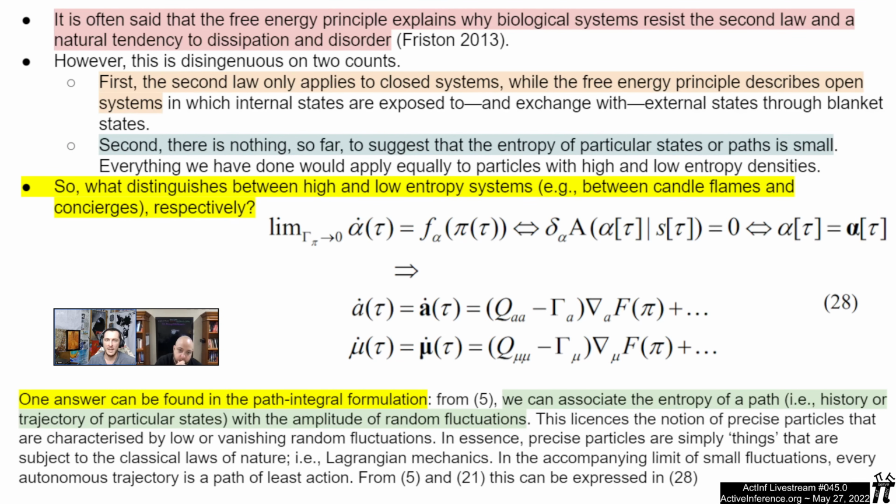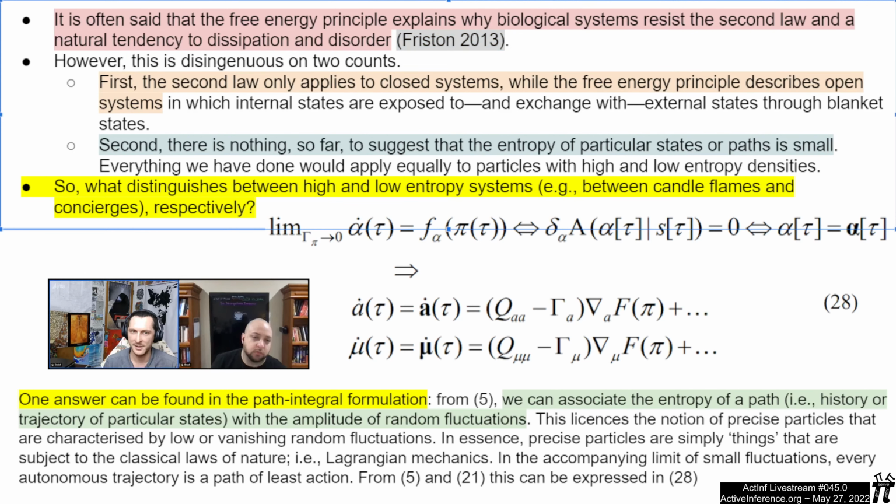It is often said that the FEP explains why biological systems resist the second law, tendency towards disorder, and the natural tendency to dissipation and disorder. However, this is disingenuous on 2 counts. So is Friston 2013 disingenuous? Or is that paper combating the disingenuity?